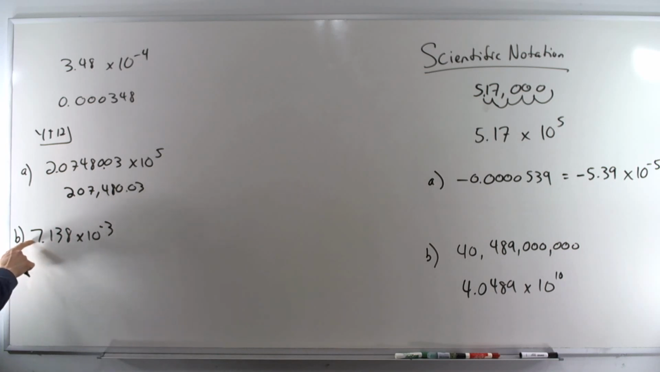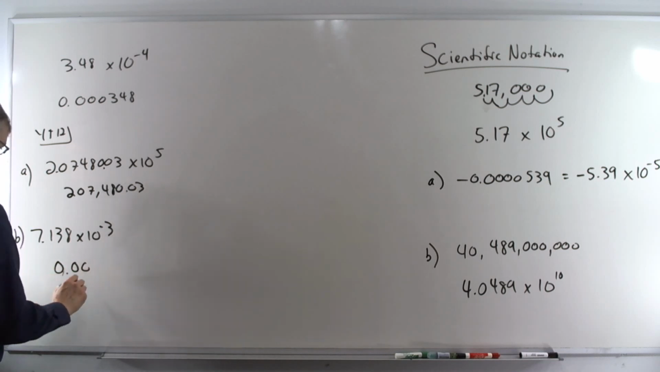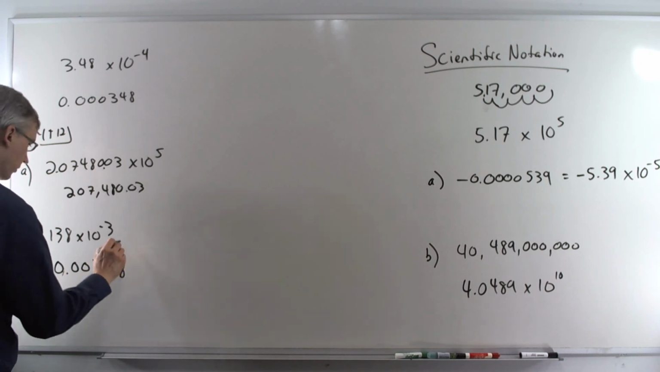So 1 gets us to the left of the 7. We'll have to move 2 more. So that's 2 zeros. 0.007138.